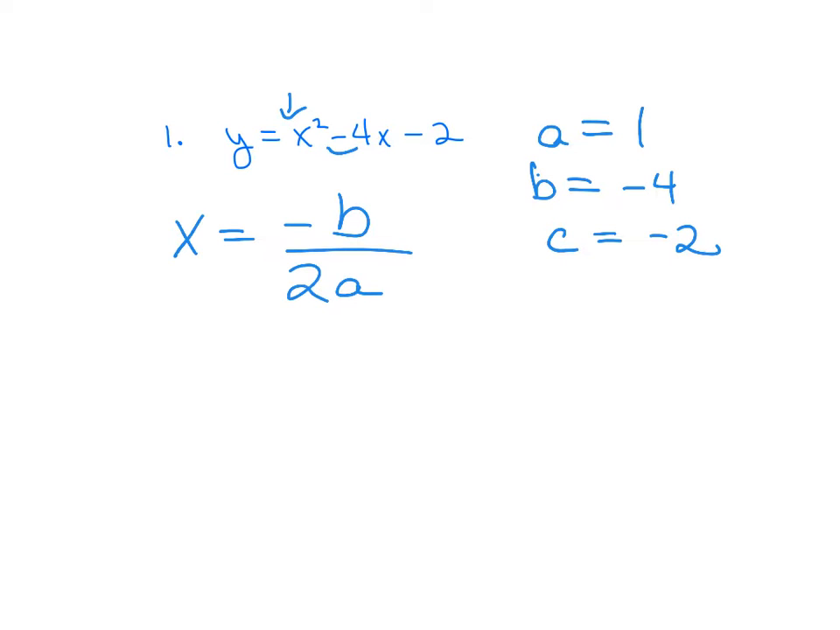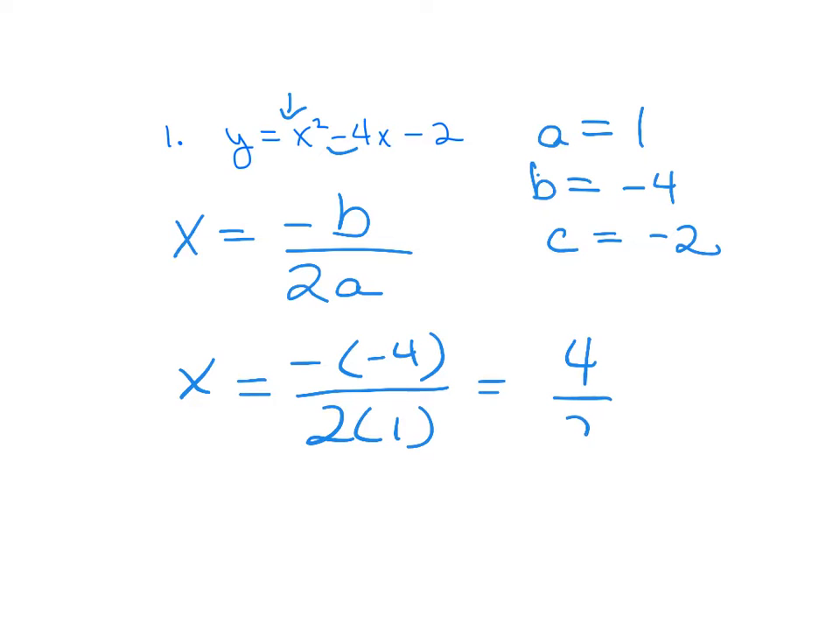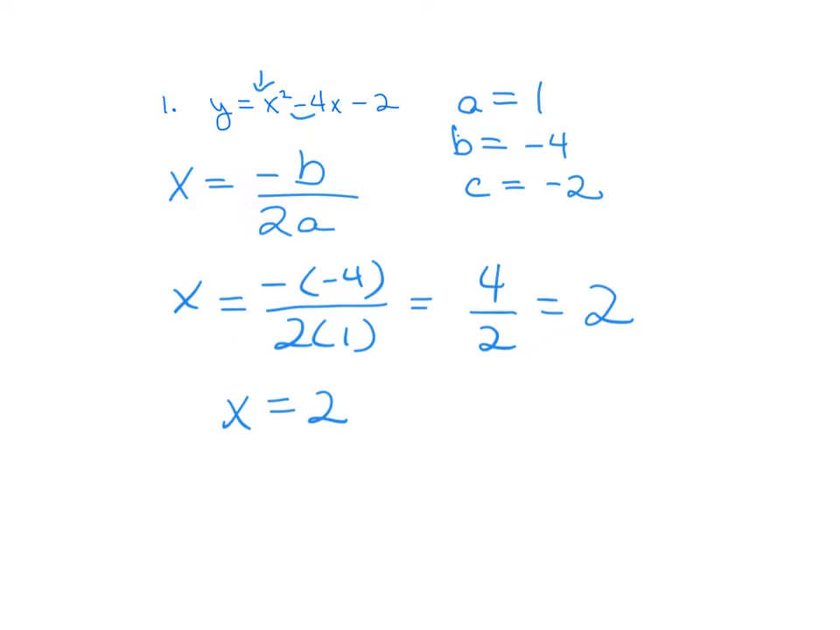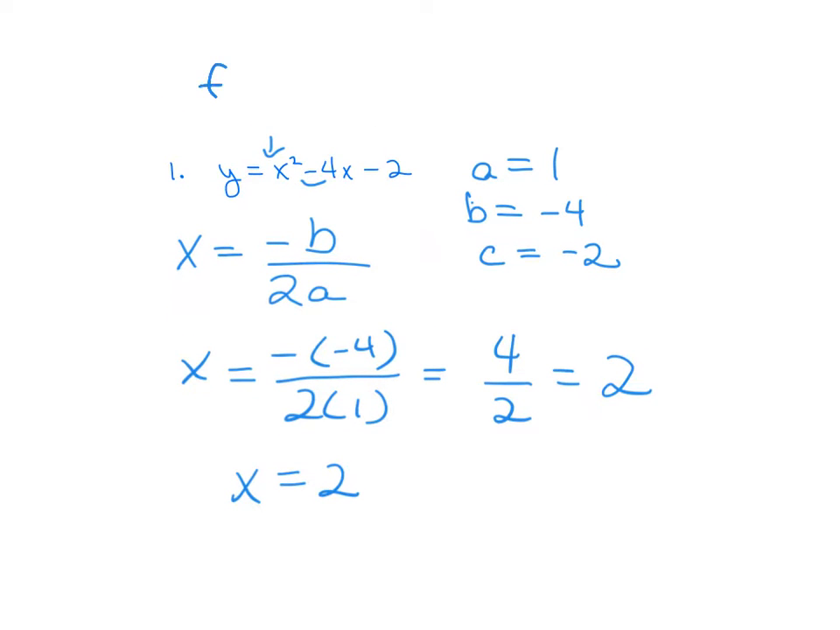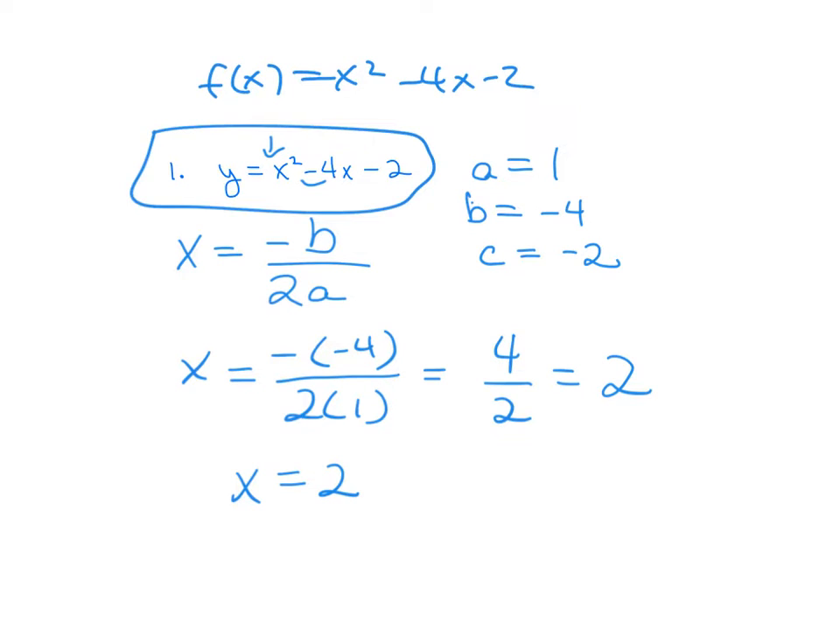And I get x equals negative 4 over 2 times 1. The negative makes the 4 become positive. I'm going to divide, and x equals 2. Now, remember the vertex is an ordered pair. And again, remember, this time I wrote the function as y equals. If it's given to you as f of x equals, remember f of x is just a fancy way of saying y equals. However, it was given to us like this.